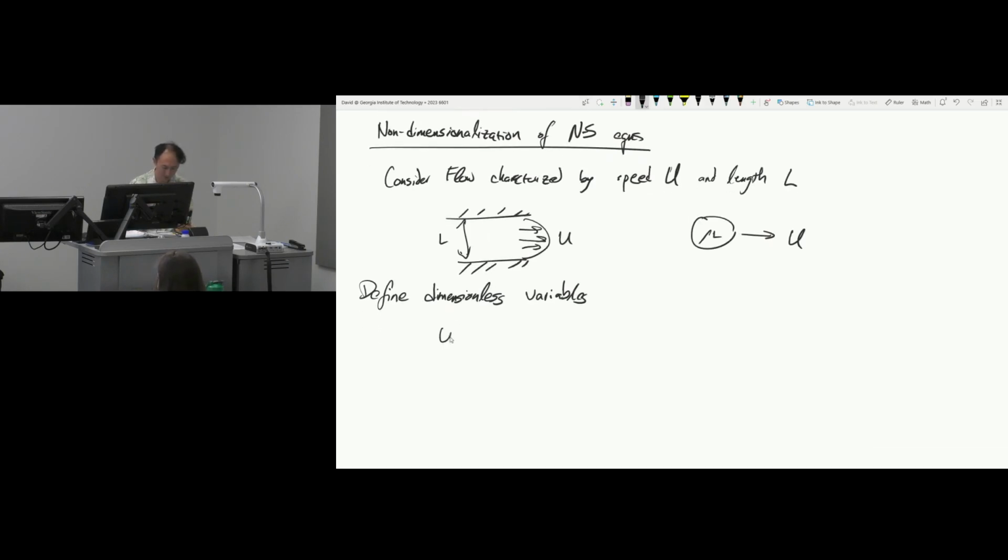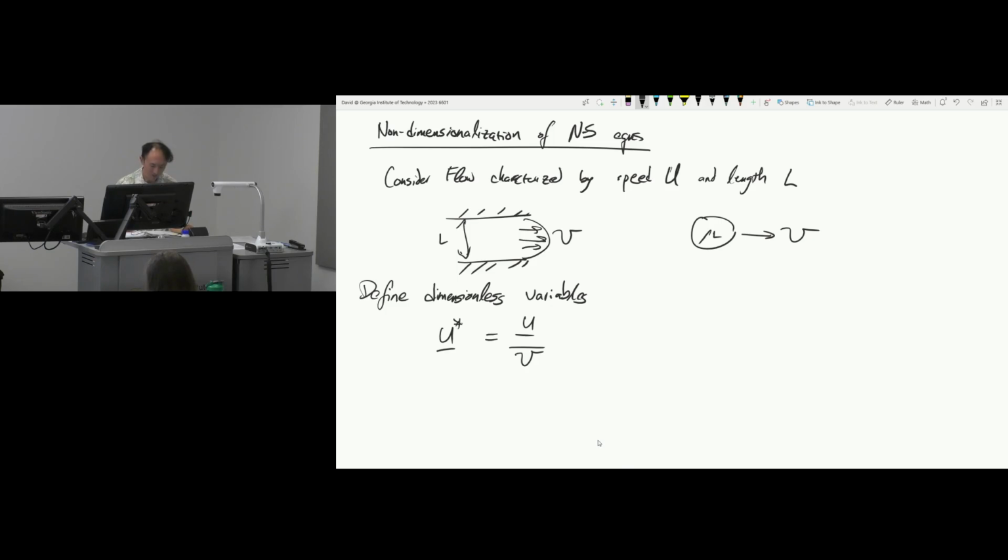So basically, the big idea is we're going to call the star variables dimensionless. So they're going to go between 0 and 1. Because we have to distinguish the dimensional ones from the dimensionless ones, I'll call the dimensional velocity v.